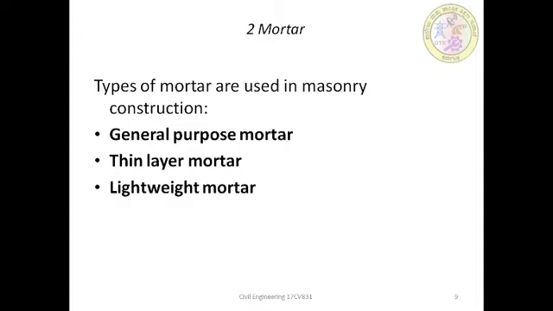The next one is lightweight mortar. It is made using materials like perlite, pumice, expanded clays, expanded shale, or other lightweight materials. Lightweight mortars are also designed to fulfill the specific requirements of masonry construction and have a dry hardened density which is lower than 1500 kg per meter cube.